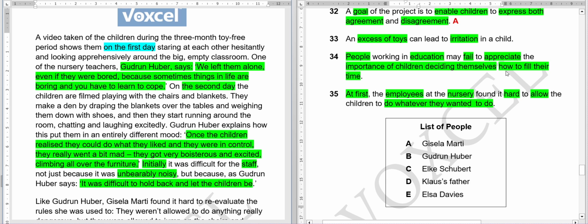34th, people working in education may fail to appreciate the importance of children deciding themselves. Is there any mention that people are not able to fully appreciate this particular activity, like children doing something on their own, deciding on their own? No, again, there is no mention of that particular thing. 35th, is there any mention of at first employees find it difficult to allow children do whatever they wanted to do? Yes, there is. This is our answer. Let me mark here. This is said by B. Gordon Huber.